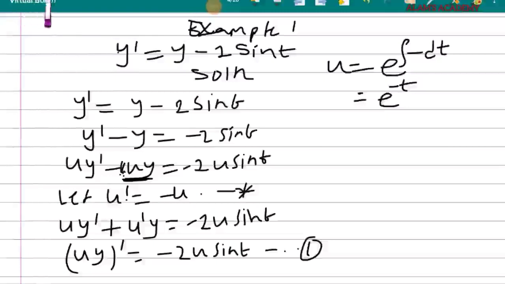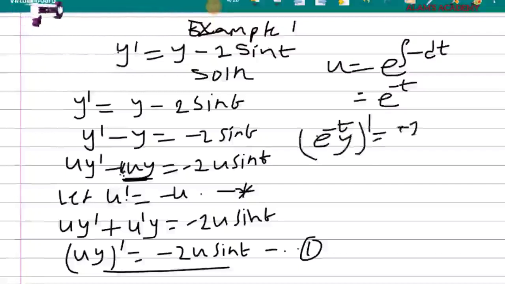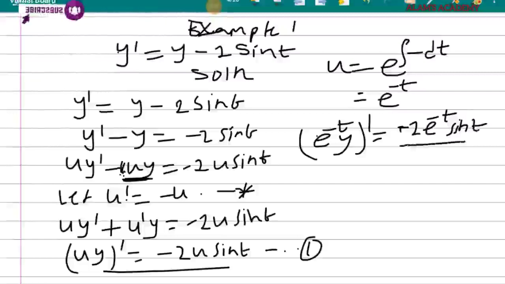With this, we go and substitute back inside equation 1. We put it inside what? Equation 1. And in substituting, equation 1 is here. So my u, which is e exponent negative t, y all prime, is equal to negative 2 e exponent negative t sine t. Alright, we'll further go ahead. Now we integrate the right hand side and differentiate as well.